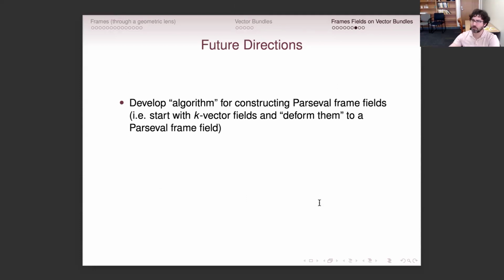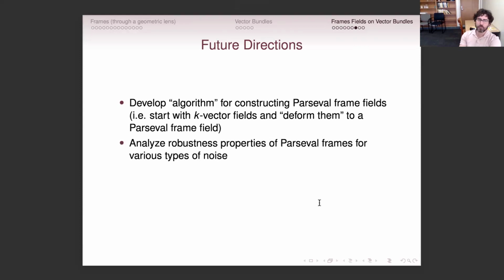So moving on, I want to talk about some future directions that we've been thinking about. First, we'd like to develop some algorithms for constructing parsable frames on vector bundles. We have this theorem that tells us they exist, but it doesn't tell us how you can construct them. So we have some ambitions of creating an algorithm that starts with a bunch of random vector fields on your manifold and then deforms them into a parsable frame on that manifold using, I don't know, some version of gradient descent.